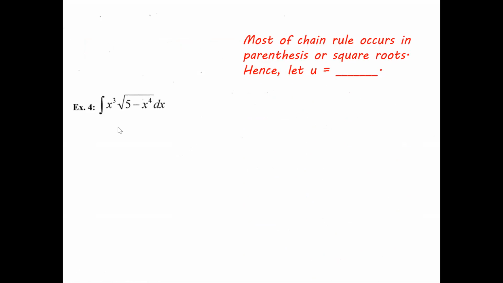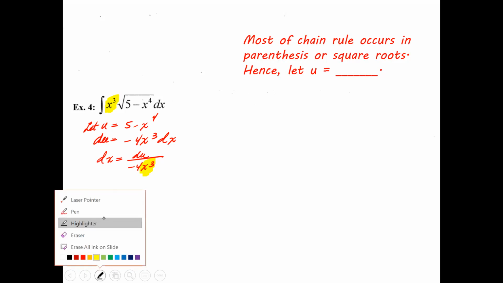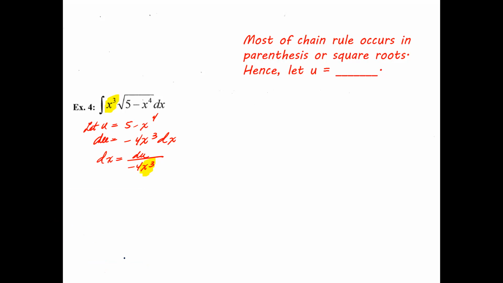So in this situation, we're probably going to let u equal what's inside the square root, 5 minus x to the fourth. du is going to be negative 4x to the third dx. dx is going to equal du divided by negative 4x to the third. And already, you should glance a little into the future and go, okay, my goal is ultimately to get rid of that x cubed. And guess what? I have it right there. So that makes me a happy girl because I know that I'm not going to run into issues when integrating this.